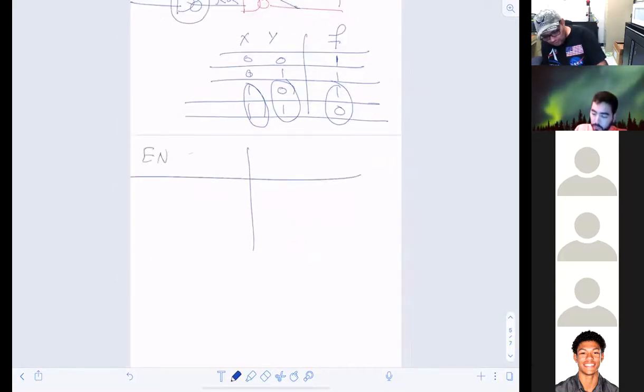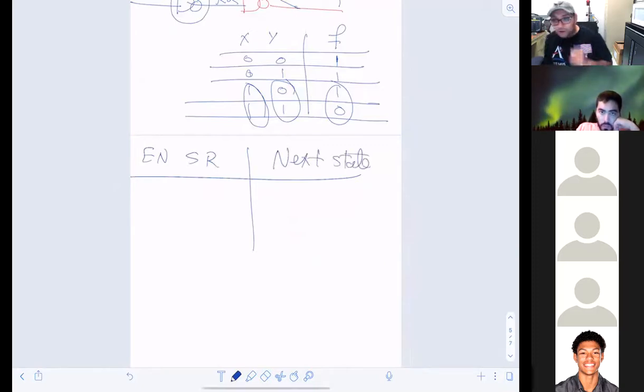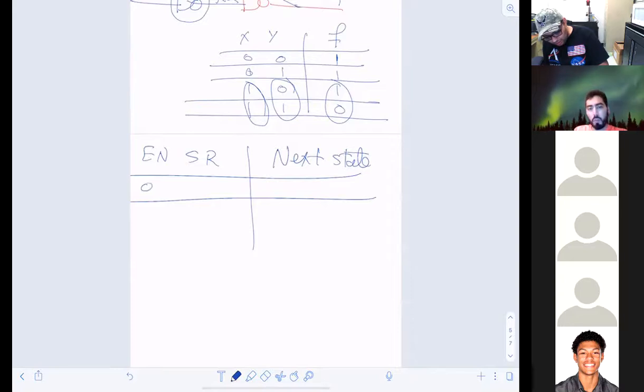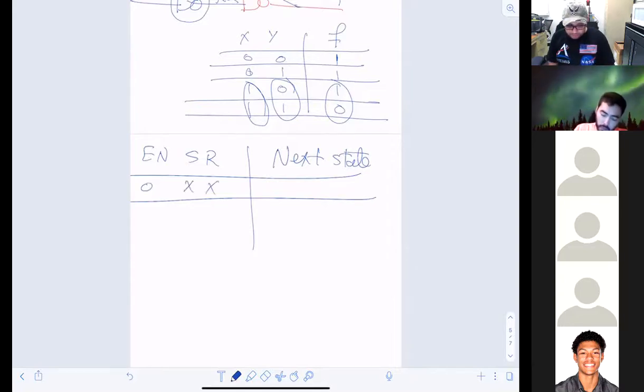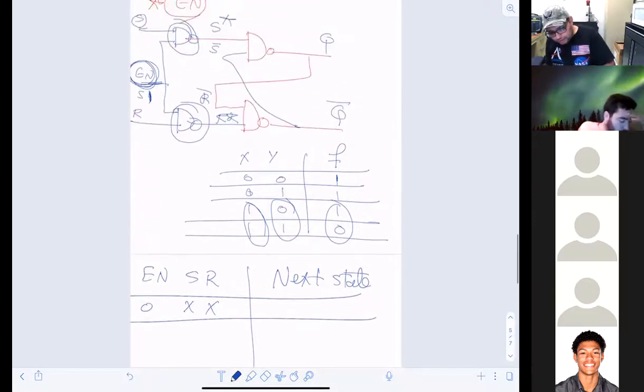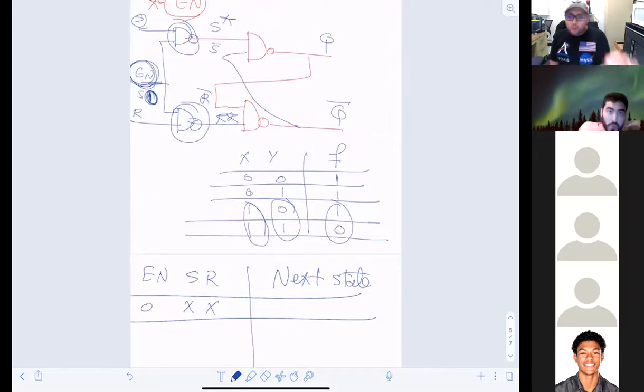You can make a table like this, say enable, S, R, and next state. Now you are learning a new thing. It's called next state. So I'm looking for the next output. Before we said Q out, Q in, right? So we are learning what is the next. Okay? So here, when enable is zero, and I don't care what SR is, there is no change that will happen. That's aligned with whatever we learned from the NAND, right? Think about it. If this one is zero, no matter what, the output will be 1-1, right? And when it's 1-1, that means what? Memory.